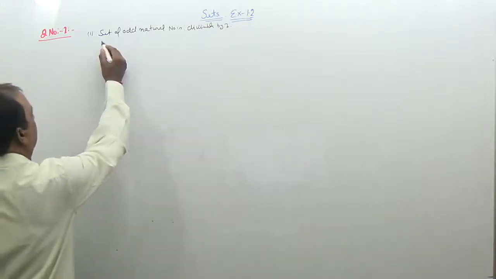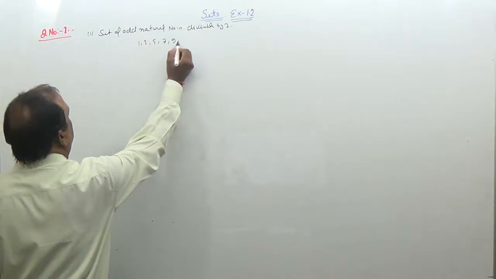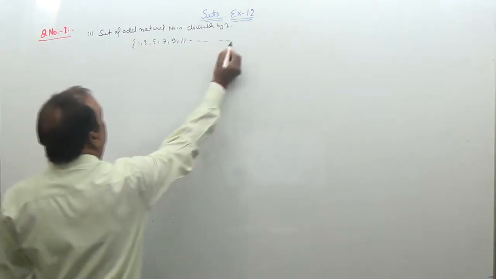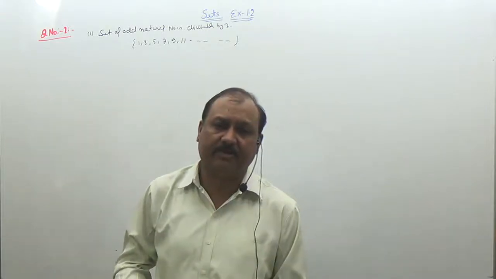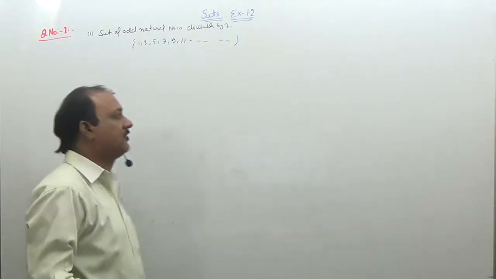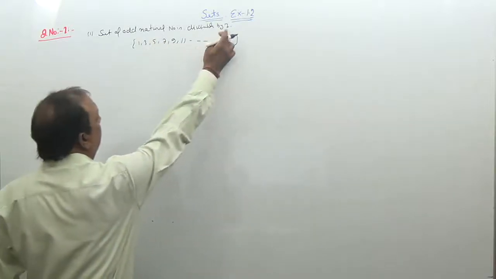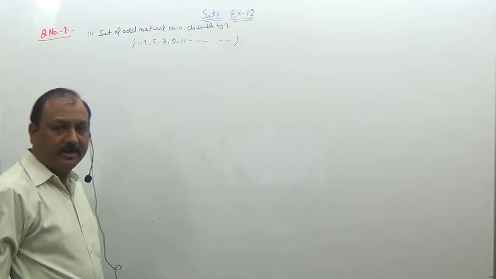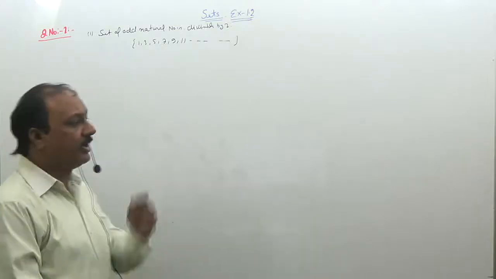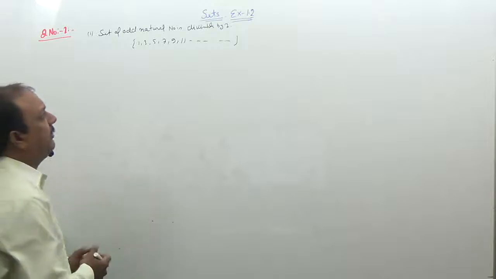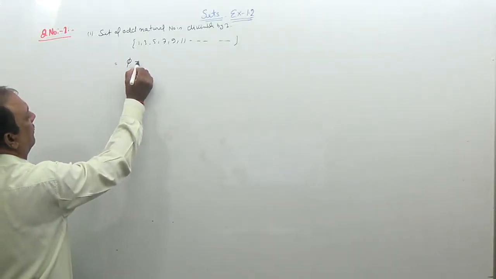We know that the set of odd natural numbers is 1, 3, 5, 7, 9, 11 and so on. The given set contains elements like 1, 3, 5, 7, but there is no natural number in it which is divisible by 2. An odd number cannot be divided by 2. So this is the empty set or null set.